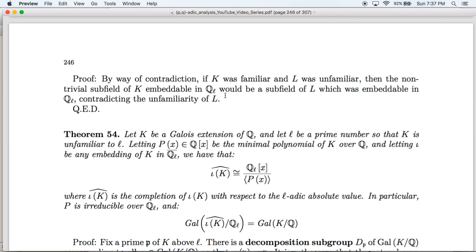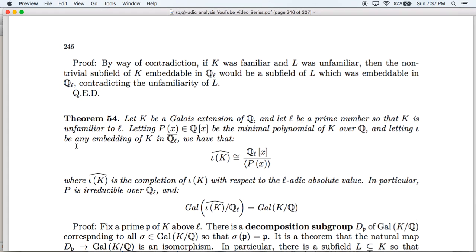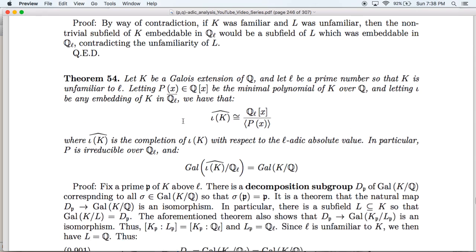I should mention that this theorem from part 2, where I talked about the properties of unfamiliar fields, and that when a field is unfamiliar to a prime, then the Galois group of the l-adic completion is the same thing as the Galois group of the underlying field itself. I consulted with mathematicians who know more about this stuff than I do, and I needed to add that this only works if K is a Galois extension of Q. It doesn't work if K is not a Galois extension. Fortunately, all the extensions we'll be working with are Galois, so yeah.